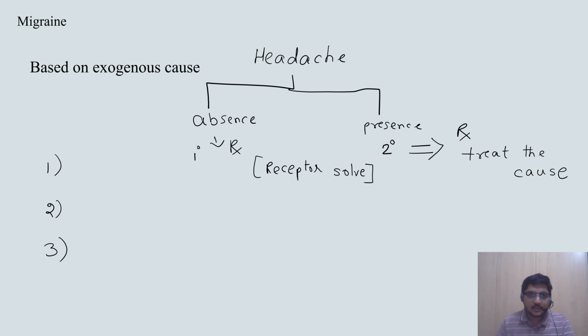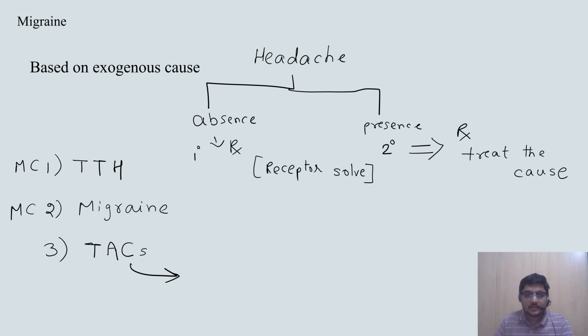Under which category does migraine come? Migraine is the second most common primary headache. What is the most common primary headache? We all know, we call it tension type headache. What is the third most common primary headache? We call them trigeminal autonomic cephalalgias. It is a group of headaches, among which the most popular one we all know is cluster headache.